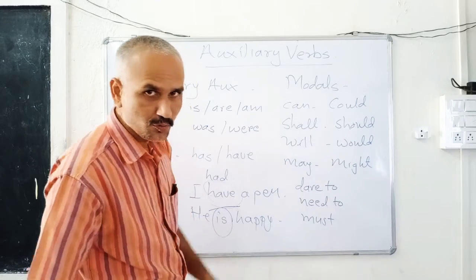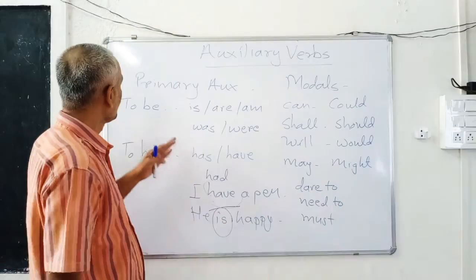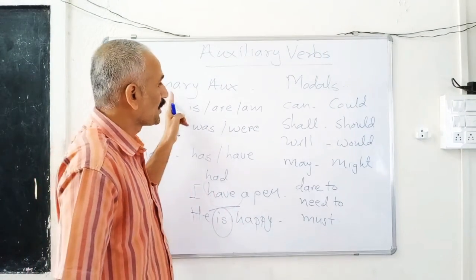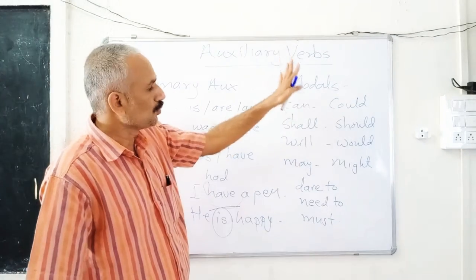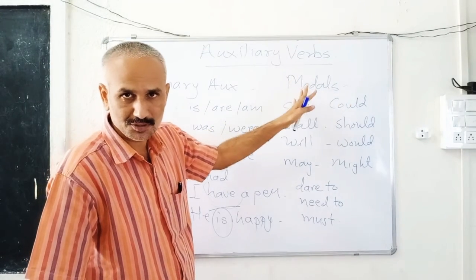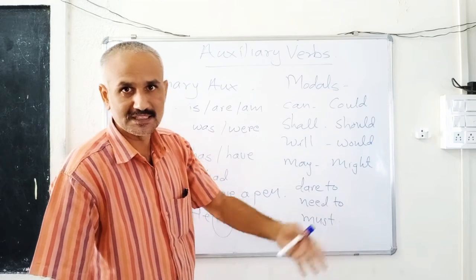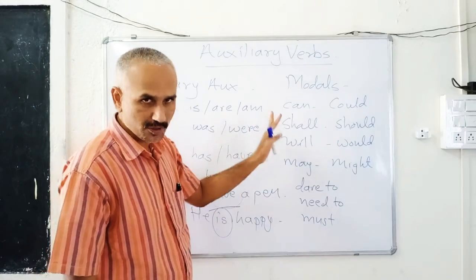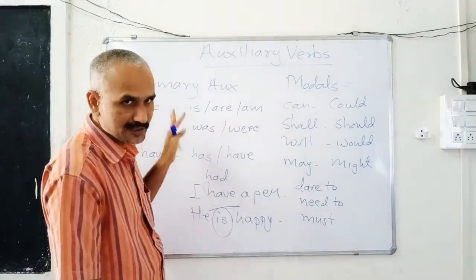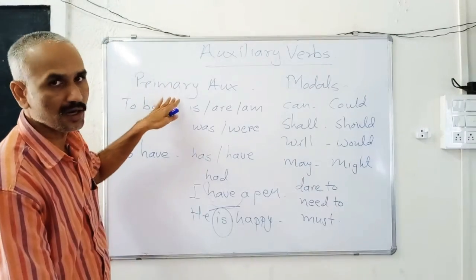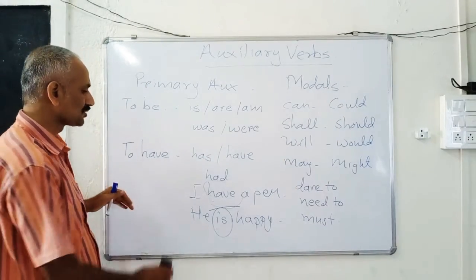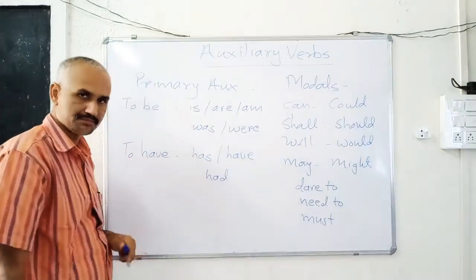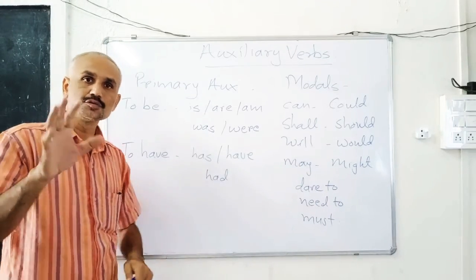Now let's talk about what the auxiliary verbs are. Generally, auxiliary verbs are divided into two categories: primary auxiliaries and modal auxiliaries. Now, modal auxiliaries are most of the time used to express probability, possibility, and such things. Today, we are not going to talk about all modal auxiliaries, but we will limit ourselves to primary auxiliaries. Primary auxiliaries are generally the forms of to be or to have.